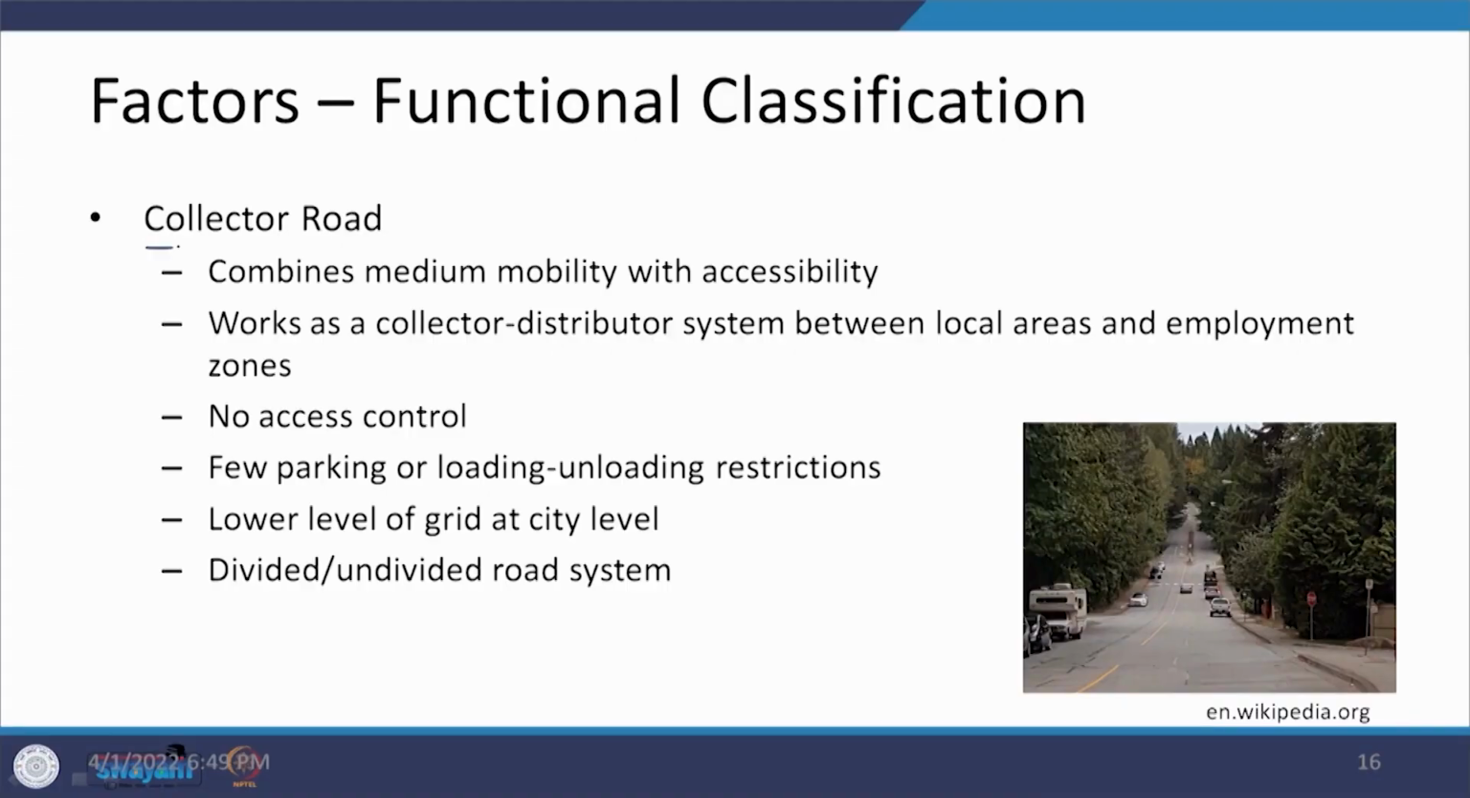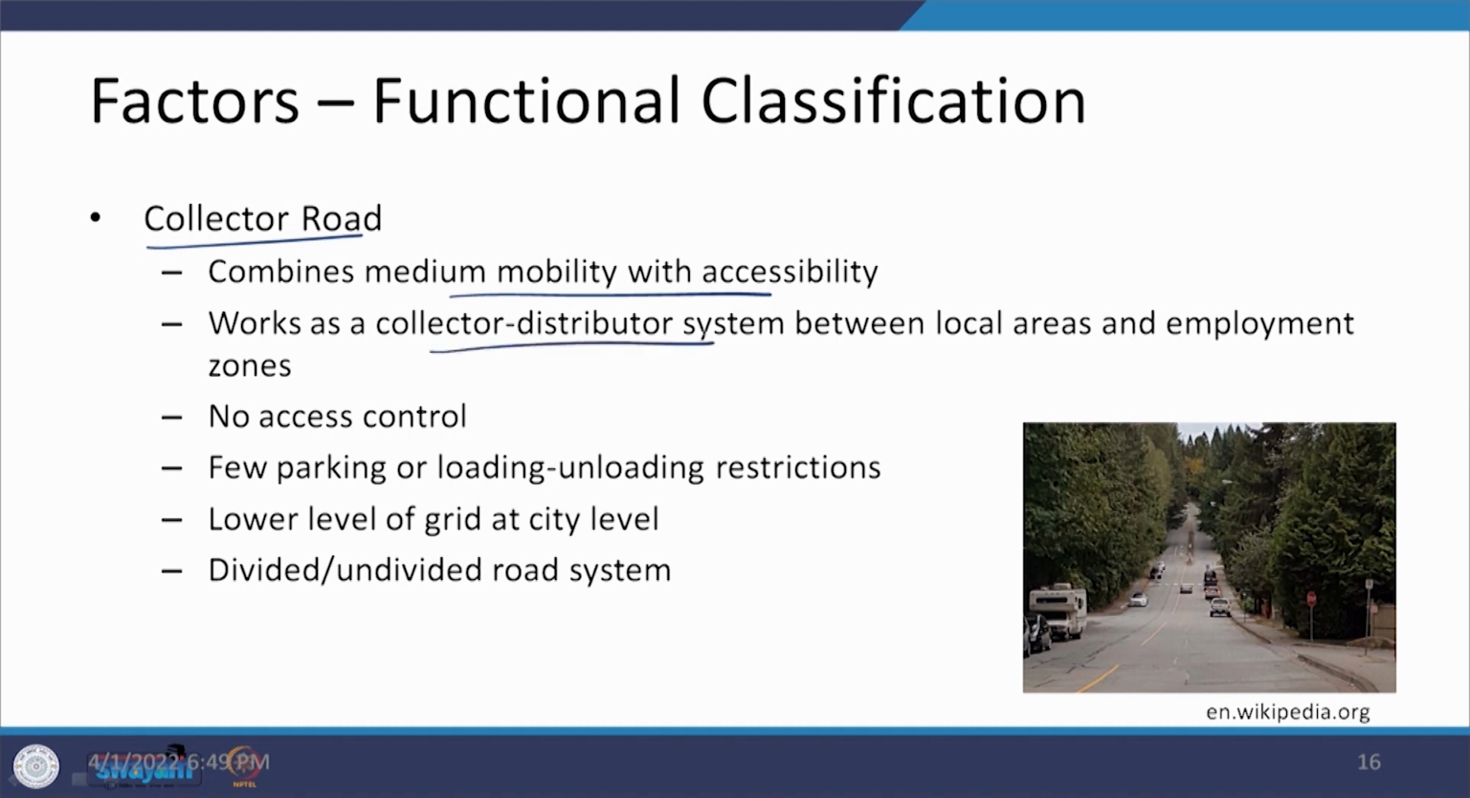Then we can talk about the collector road system, and this collector road system is now going at a lower level, where now we are coming basically towards the accessibility to different areas, and that is where it is a sort of a combination of mobility with accessibility. The speeds are not going to be quite high, they are going to be quite medium or less than a medium one. They work as a collector distributor system.